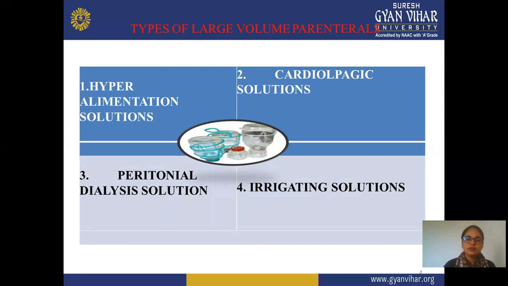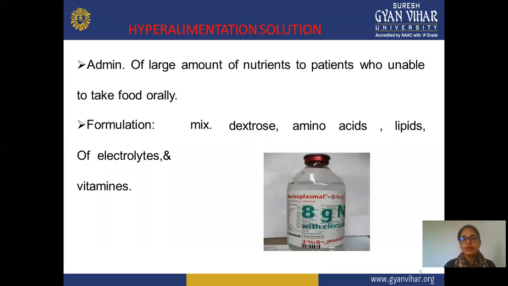Now we discuss this one by one. First is a hyperalimentation solution. This hyperalimentation solution is mainly the administration of large volume nutrients to patients unable to take food orally. It means some persons are suffering from a severe condition or disease, so that he or she can't take food orally. To fulfill the nutrient or food supplement needs, you give this hyperalimentation solution to those patients who are unable to take food or any other nutrient orally.